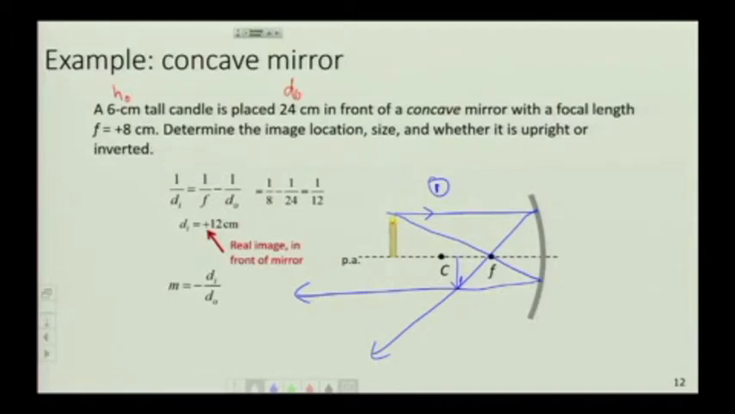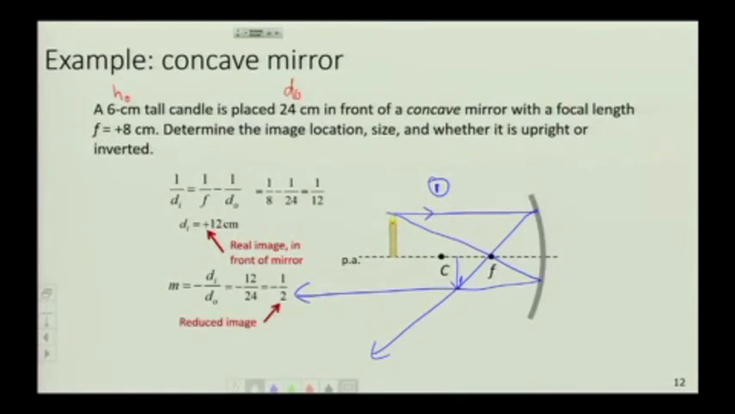Magnification. Image distance over object distance, so 12 over 24, which means magnitude is 1/2. And because I have this negative sign over here and both di and do are positive, I'm going to get a negative magnification. So negative 1/2, the negative indicating it's inverted, the 1/2 indicating it's reduced in size.